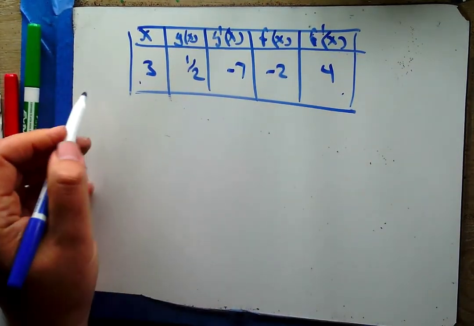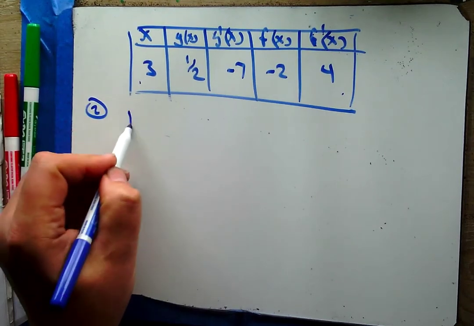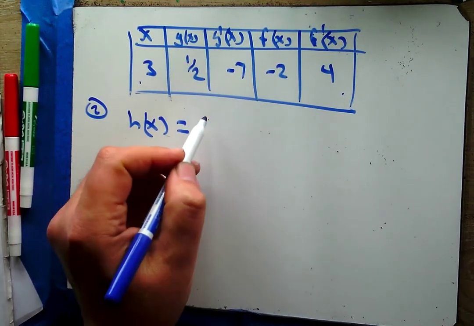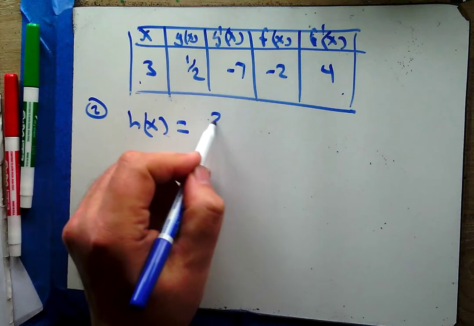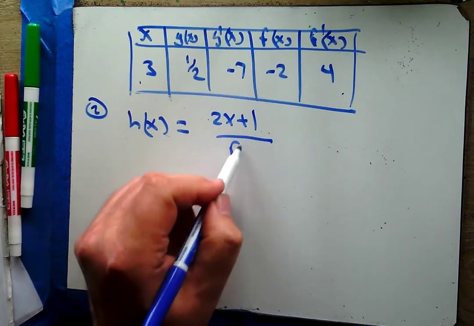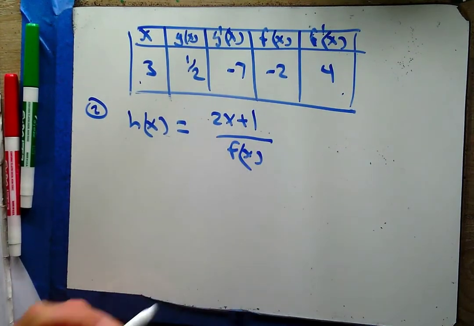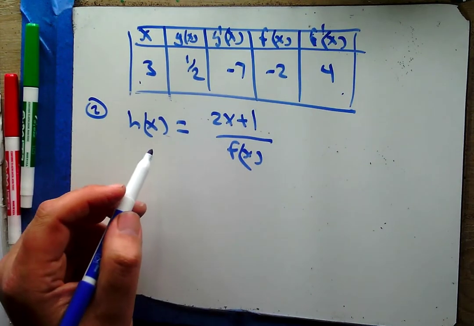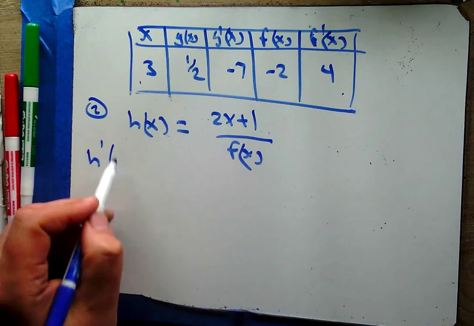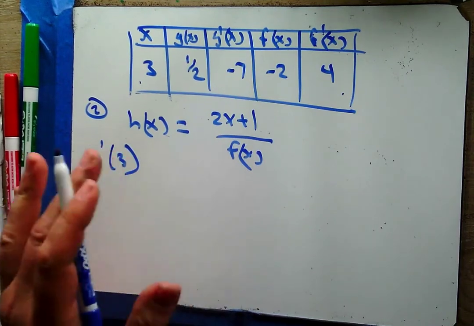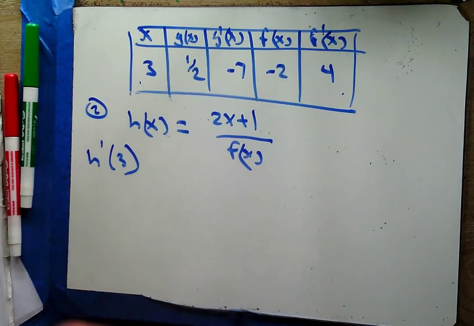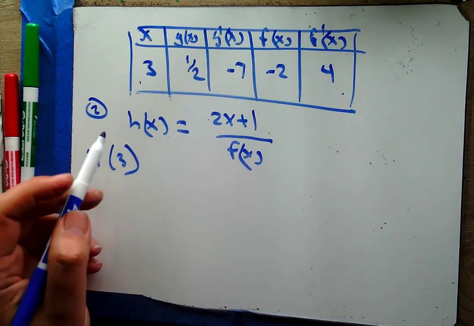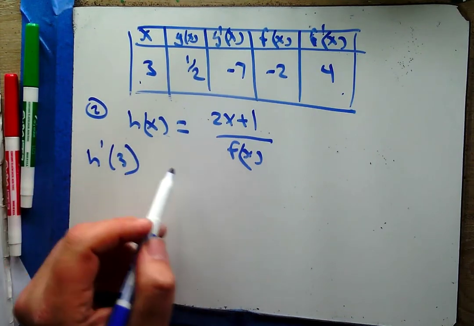So, 2. h of x equals 2x plus 1 over f of x. Please find the derivative here. Oh, I want h prime of 3. Sorry, I'm looking for h prime of 3 in each of these cases. You might want to pause the video and come back when you're done.